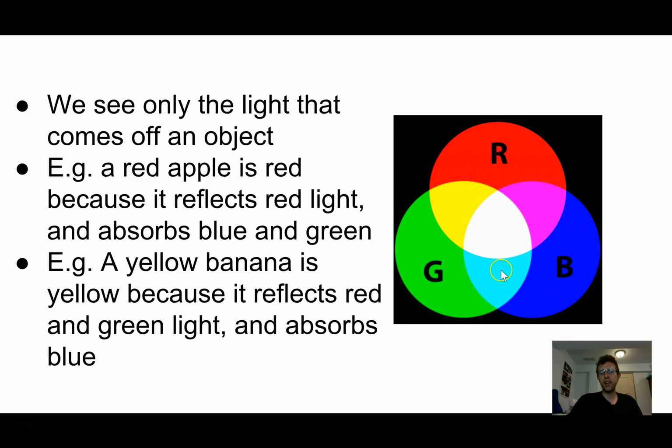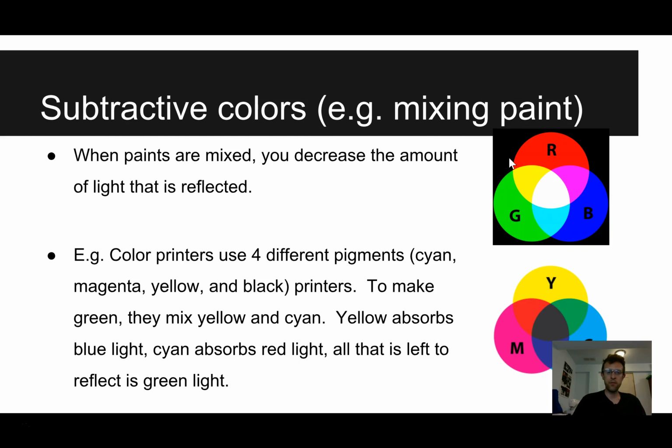If we put a yellow banana under magenta light, magenta being red and blue, remember yellow things are good at reflecting red, so we'll see that light. They're good at absorbing blue, so we won't see that, and so we're just going to see red. So a yellow banana under magenta light is going to look red to us.